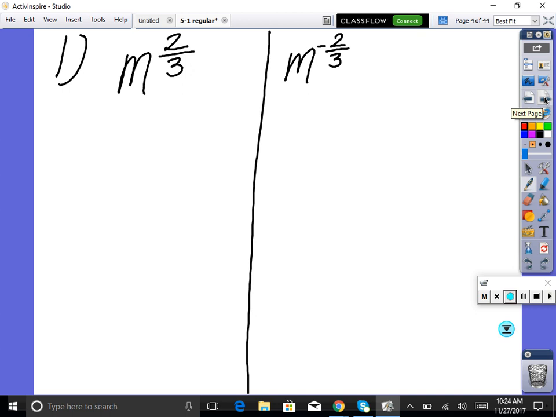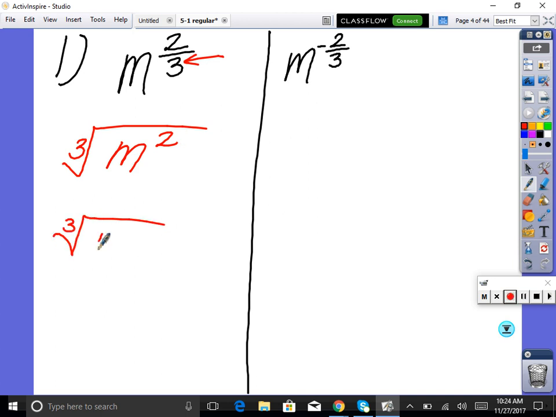Number one, it says rewrite this as a radical. What's the root? Cube root. Roots are on bottom, of m to the what power? Second power. So we just rewrote it in radical form. Now understand, you could see it written like this: the cube root of m to the second power. Still the same thing. Still a cube root, still m to the second power. So it means the same thing. It just depends on the book or whatever. You could see it written either way.